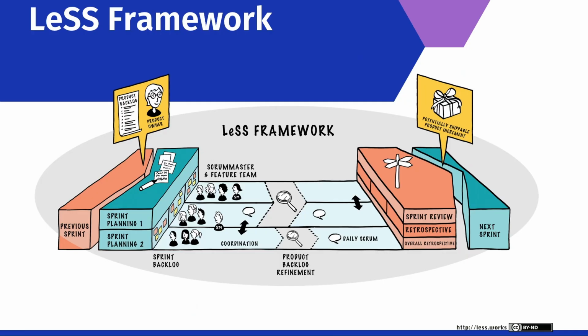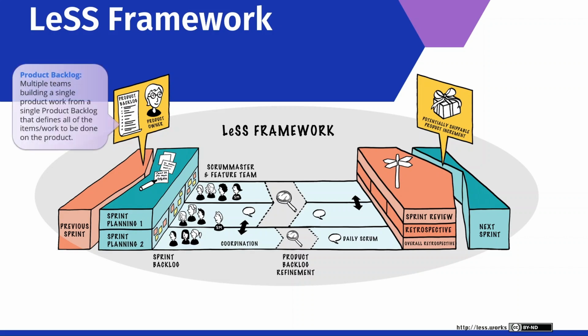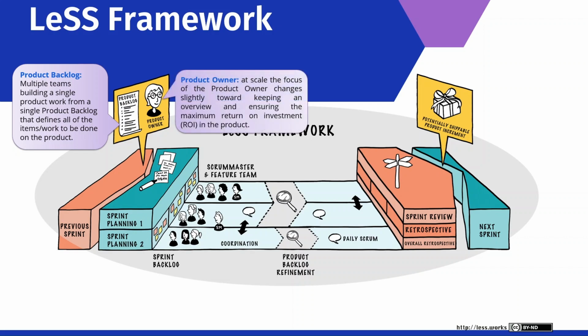Now, let's explore the LeSS framework architecture. First of all, we have the product backlog. In fact, multiple teams building a single product work from a single product backlog that defines all of the items or work to be done on the product. At scale, the focus of the product owner changes slightly toward keeping an overview and ensuring the maximum return on investment in the product. Also, we find the Scrum Master that helps people to see beyond their individual perspective to the larger production system.